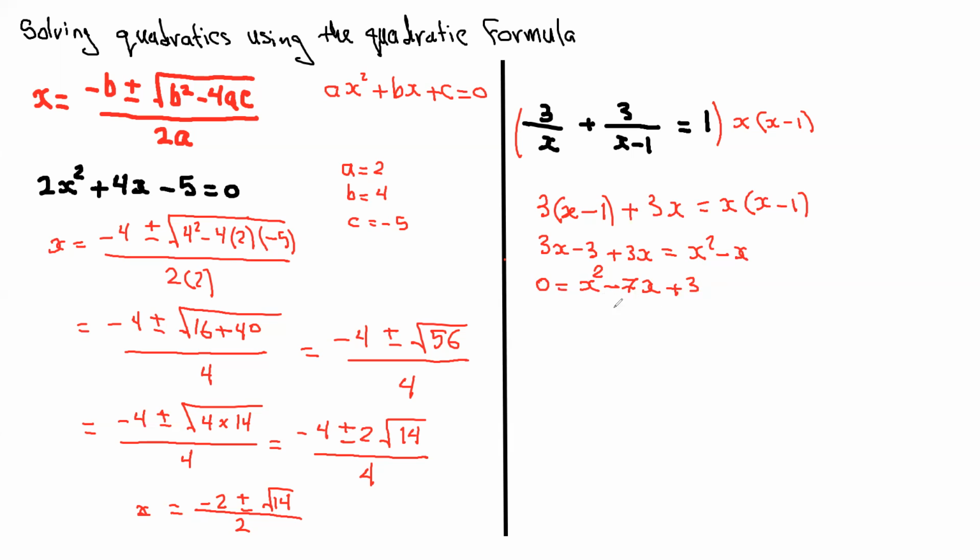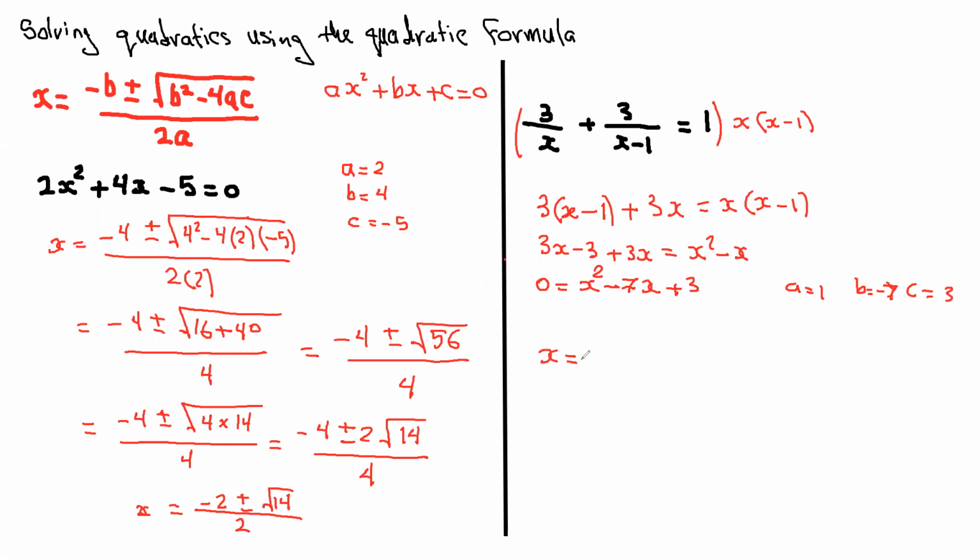There are no two numbers that multiply to 3 and give me negative 7. And usually that's what we use the quadratic formula for, when we cannot factor. So again, I'm going to list my a, b, and c. Sorry, a is 1. I'm ahead of myself. b is negative 7, and c is 3.